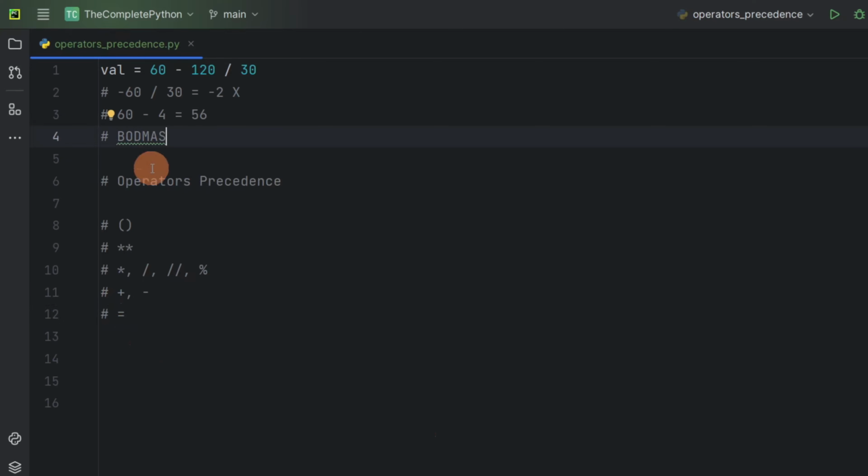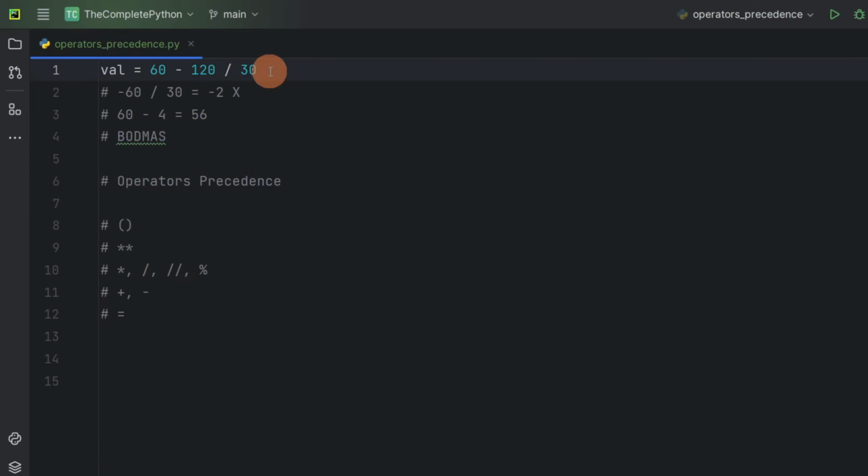In BODMAS, we perform division before multiplication. So first we perform the division, then we perform multiplication. But in Python, multiplication and division have the same precedence. Similarly, in BODMAS, first we perform addition, then we perform subtraction. But again, in Python, addition and subtraction have the same precedence. So that's why in Python, we do not follow BODMAS. In Python, we follow operators precedence in order to decide which operator will be evaluated first in an expression.